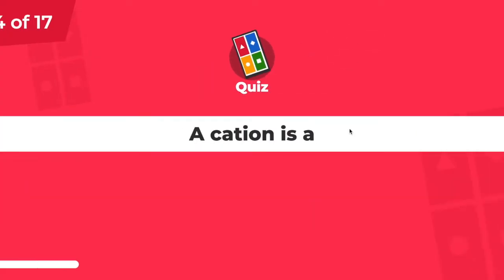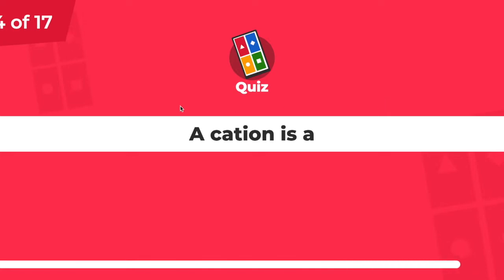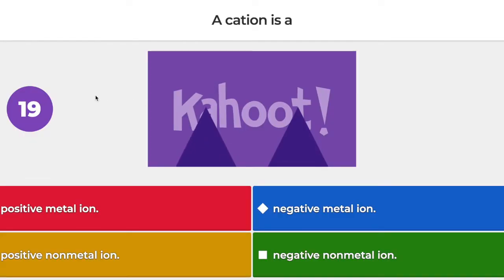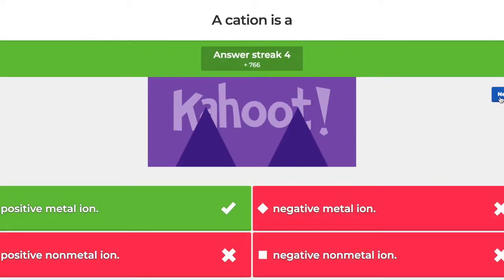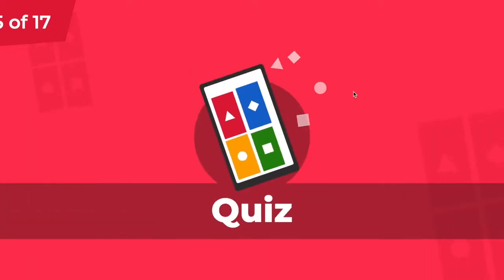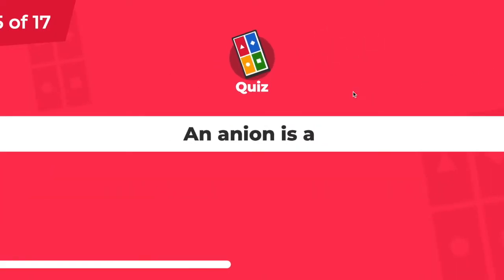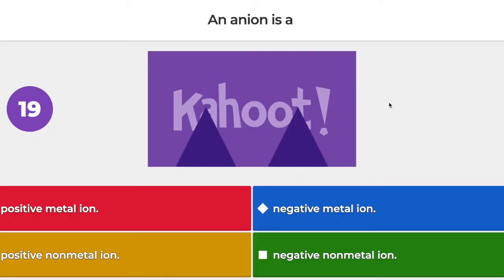All right. A cation is, remember, a positive ion, and so it's going to be positive. And remember that cations are always formed from metal, so a positive metal ion. All right, an anion. Remember, anion kind of looks like onion, and onions are bad or negative, and so it's going to be a negative ion, and anions are always formed from nonmetals.